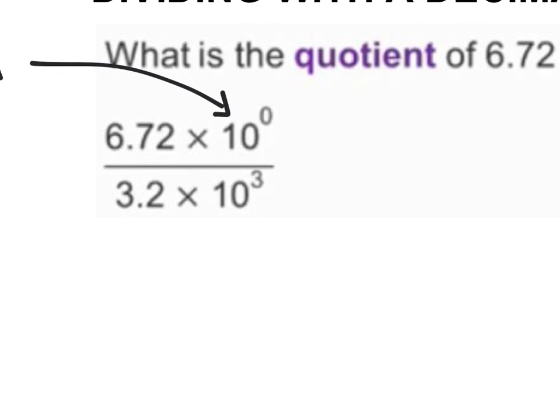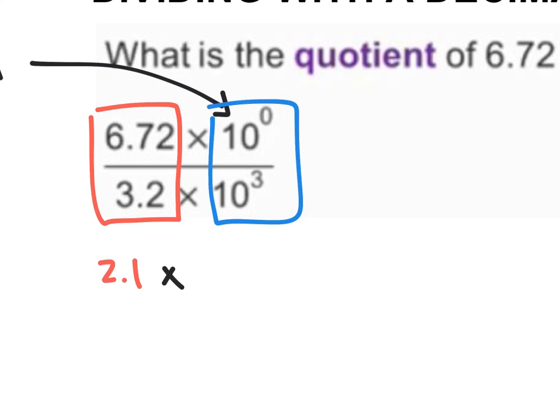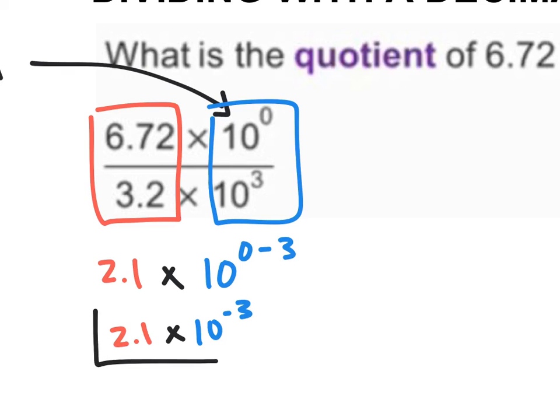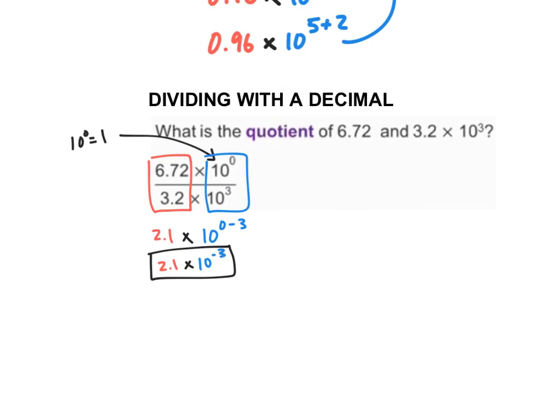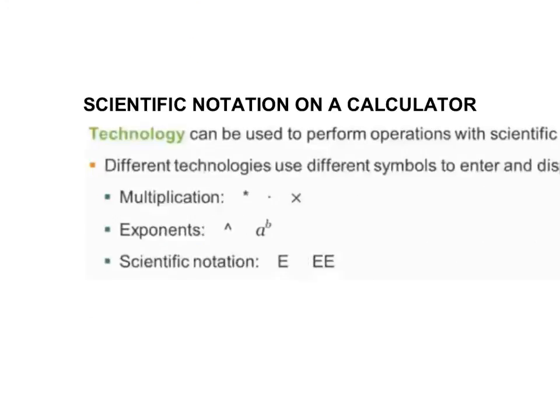So then I'm going to do 6.72 divided by 3.2, and that's going to give me 2.1. And then times, if I divide these powers, I've got 10 to the 0 minus 3 power. So I'm going to have 2.1 times 10 to the negative 3 power, and that is my answer. I don't have to move my decimal place because I already have 1 digit to the left of my decimal.